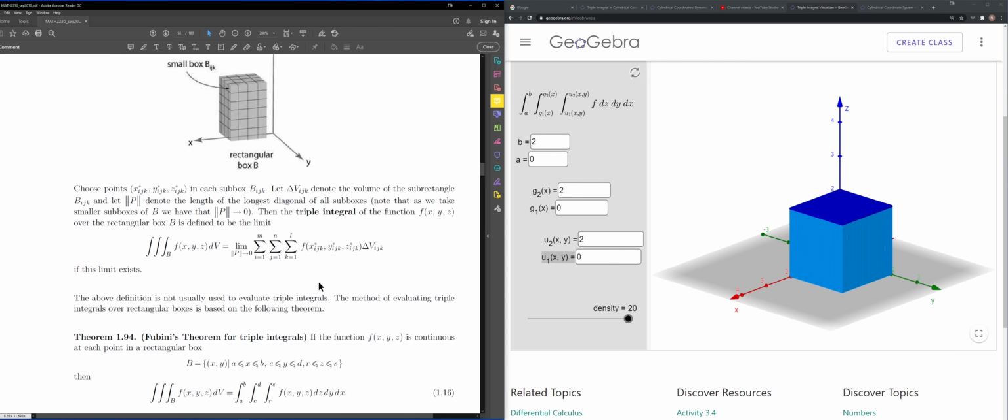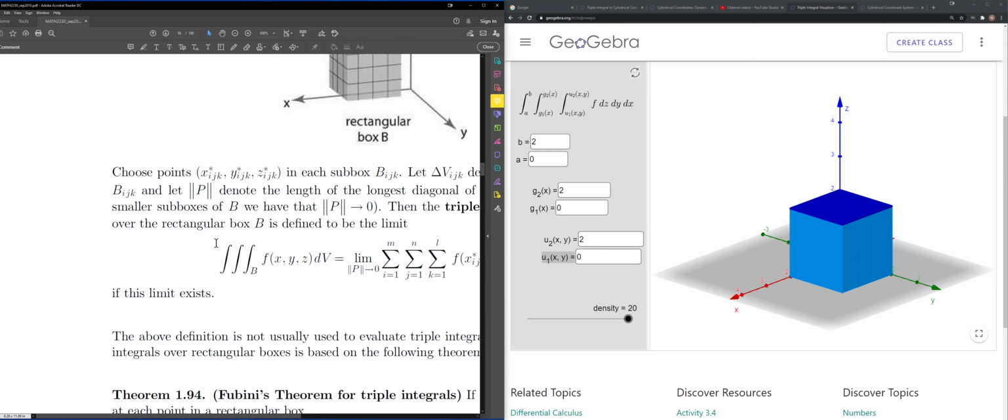This here is the notation for a triple integral. You see the three integration signs, and you're integrating some function that's defined in three-dimensional space, over some particular region in three-dimensional space, such as this solid box here.